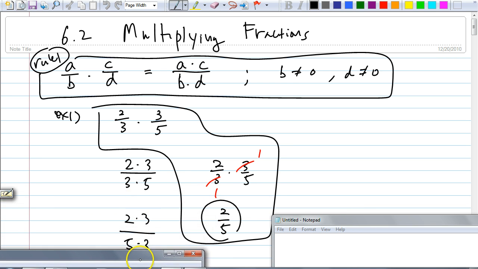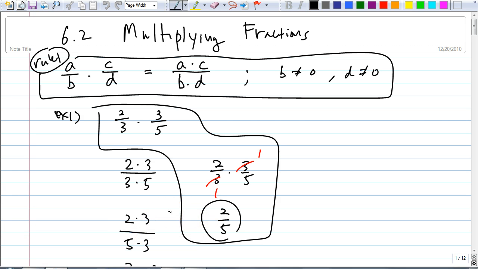Another way of thinking about this will be rewriting it this way. Isn't 2 over 3 times 3 over 5 the same as 2 times 3 over 3 times 5? I switched the order in which I multiply. What property am I using? A lot of people just do it the other way, but what about this right here? What property am I using? Yes, sir? Commutative property of multiplication.